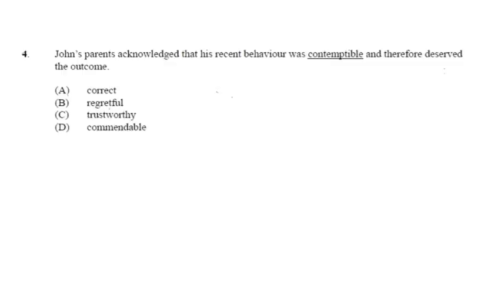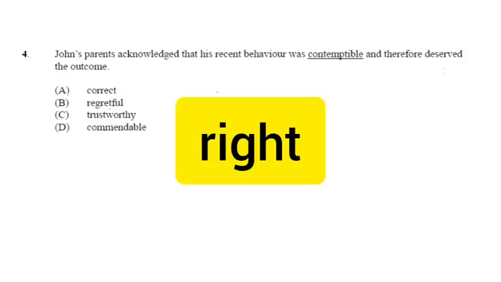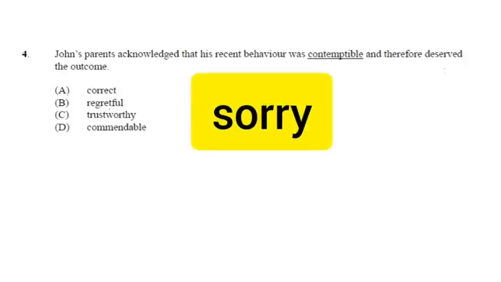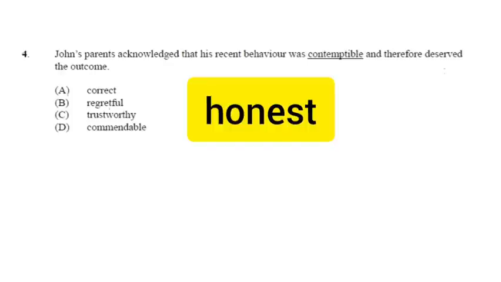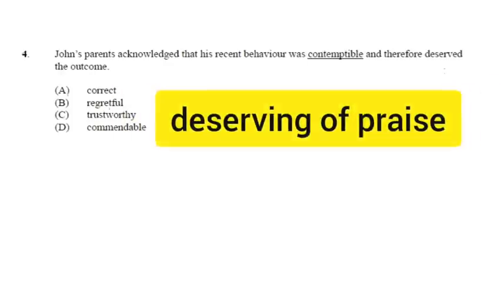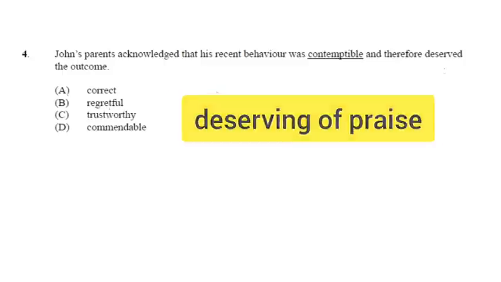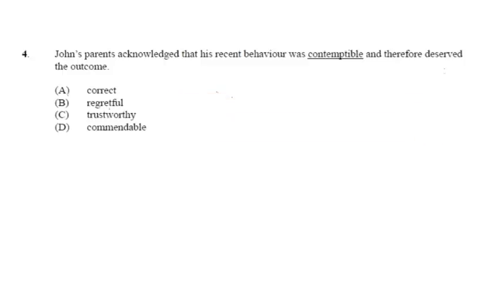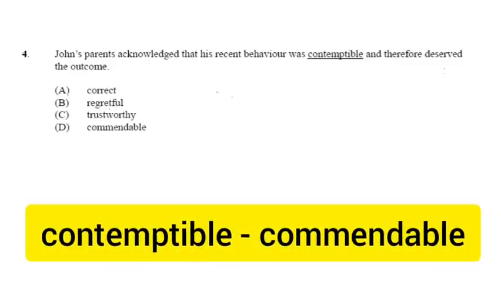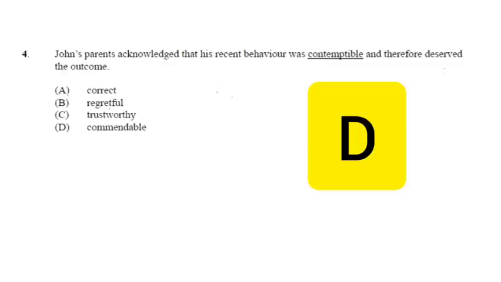Item 4. John's parents acknowledged that his recent behavior was contemptible and therefore deserved the outcome. Contemptible means disgraceful. The answer options are A. Correct, B. Regretful, C. Trustworthy, D. Commendable. Correct means right. Regretful means sorry. Trustworthy means honest. And commendable means deserving of praise. Therefore, if your attitude or your behavior is not disgraceful, it is commendable. So the answer is D.